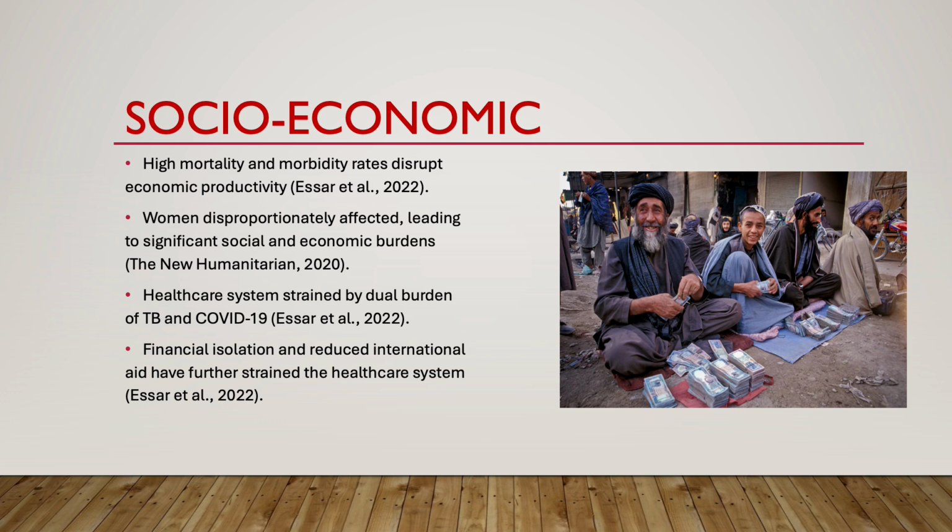Impact on society and economy. TB has profound socioeconomic effects in Afghanistan. High mortality and morbidity rates disrupt economic productivity. Women are disproportionately affected, leading to significant social and economic burdens. The healthcare system is strained by the dual burden of TB and COVID-19. Financial isolation and reduced international aid further strain the healthcare system, limiting resources and capacity to address TB effectively. Addressing these impacts requires comprehensive strategies to improve healthcare infrastructure and economic stability.